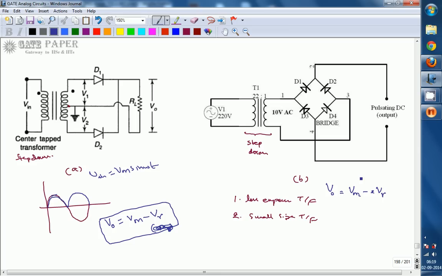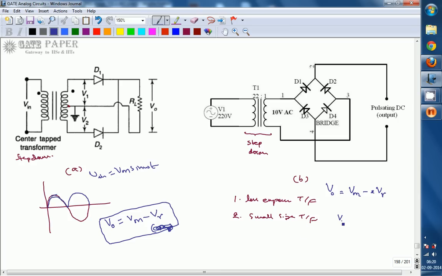Why 2V gamma? At a time 2 diodes are conducting simultaneously, either D1 D4 or D2 D3. So whenever 2 diodes are conducting, 2 cut-in voltages have to be subtracted from the input signal, and the output is V naught equal to Vm minus 2V gamma. For small voltages, this 2V gamma is significant and cannot be neglected. So the bridge rectifier is not suitable for small voltages, and is mainly suitable for large voltages, that is high voltage applications.